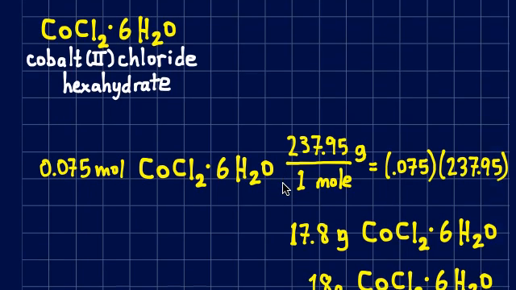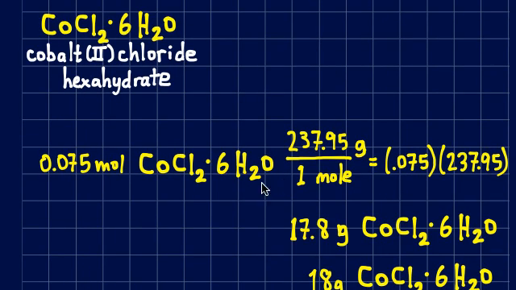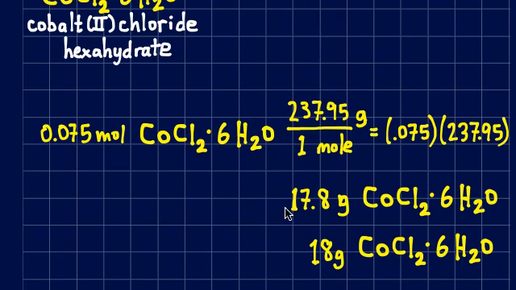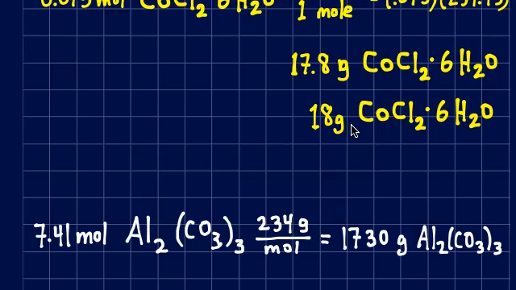Back to the cobalt chloride. What if a recipe I was using called for 0.075 moles of cobalt chloride? Well, then I would take this molar mass of cobalt chloride I calculated from above, put the mole on the bottom this time to get the mole to cancel, and multiply by 237.95, and that gives me 17.8 grams of cobalt chloride, or about 18 grams to 2 sig figs. So I can change moles to grams or grams to moles depending on what I need at the time.